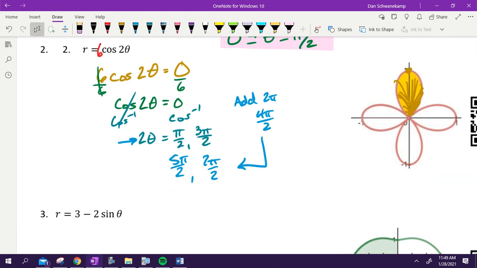Am I done? Nope. What else do I need to do? Divide everything by 2. So my answers here, my theta, are going to be pi over 4, 3 pi over 4, 5 pi over 4, and 7 pi over 4. To get my shape, to get that yellow petal on the top, we're saying that we need 2 of those. There are 2 different spots where I get 0.